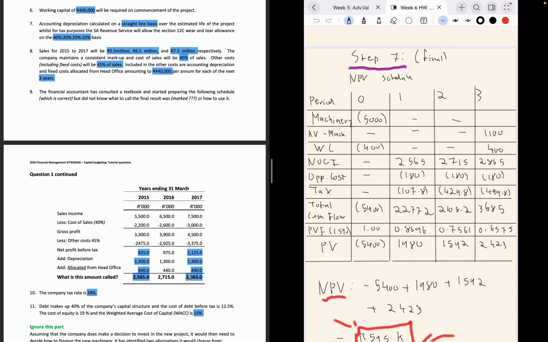You can have a look there at the values, but we get a present value of 1592. Just to note, remember when you present value year 0, it's 1 over 1.15 to the power 0. When you present value year 1, it's 1 over 1.15 to the power 1. Year 2, 1 over 1.15 squared. Year 3, 1 over 1.15 cubed.